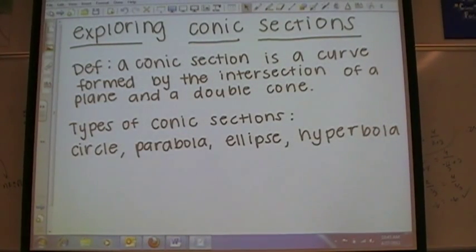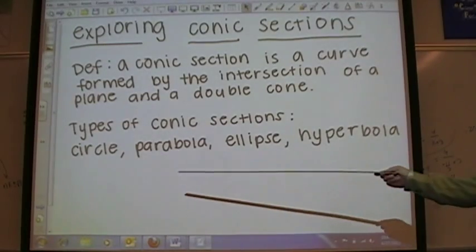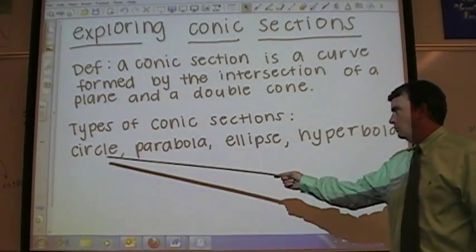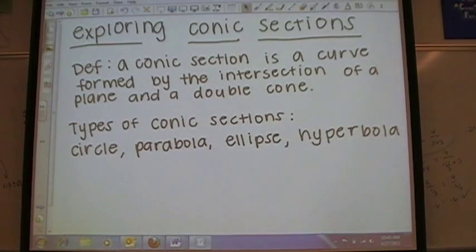Alright, exploring conic sections. Write down the definition. The conic section is a curve formed by the intersection of a plane and a double cone. In your book, there are diagrams of the 4 different types of conic sections, and they're listed right here. You have a circle, a parabola, an ellipse, and a hyperbola.